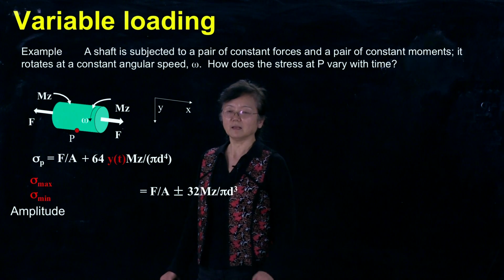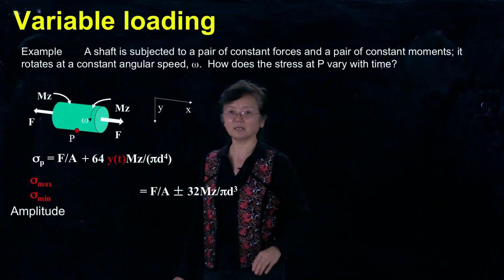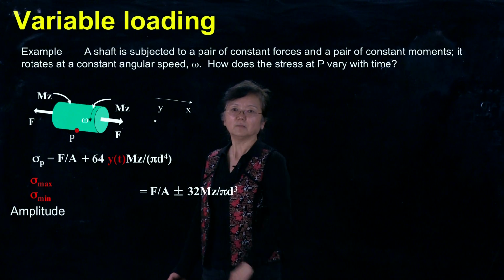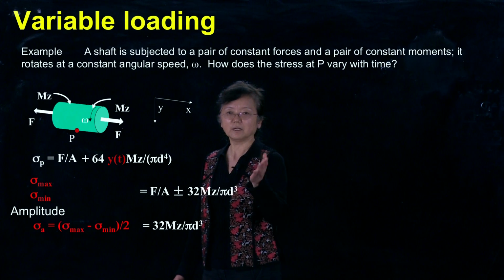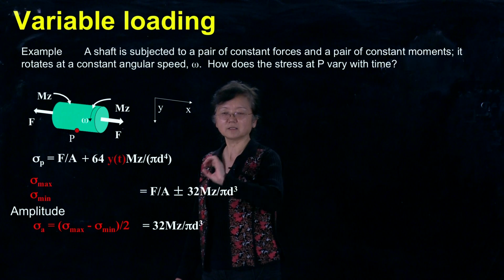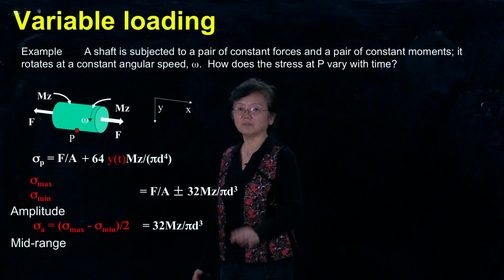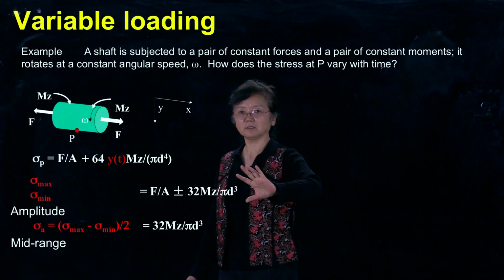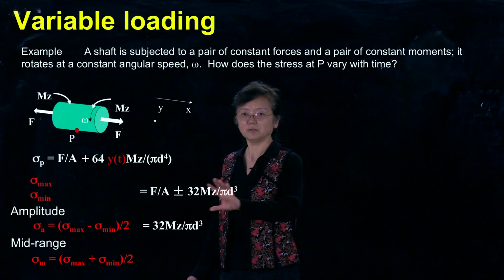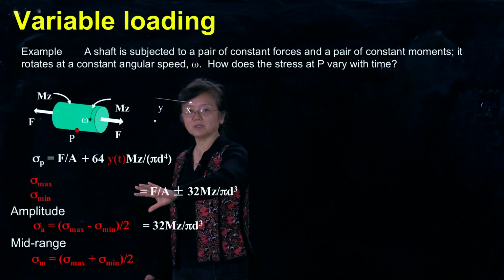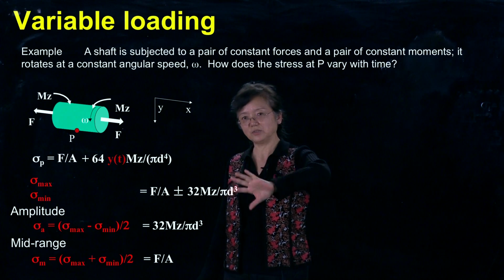We can define the amplitude of this stress variation. That is the maximum minus minimum, divided by 2. By doing that, we cancel the constant term. We only have this variable part left. We can also define the mid-range. That is, we want to cancel out this changing term. So we use maximum plus minimum and then divide by 2. As a result, we cancel out this changing portion.